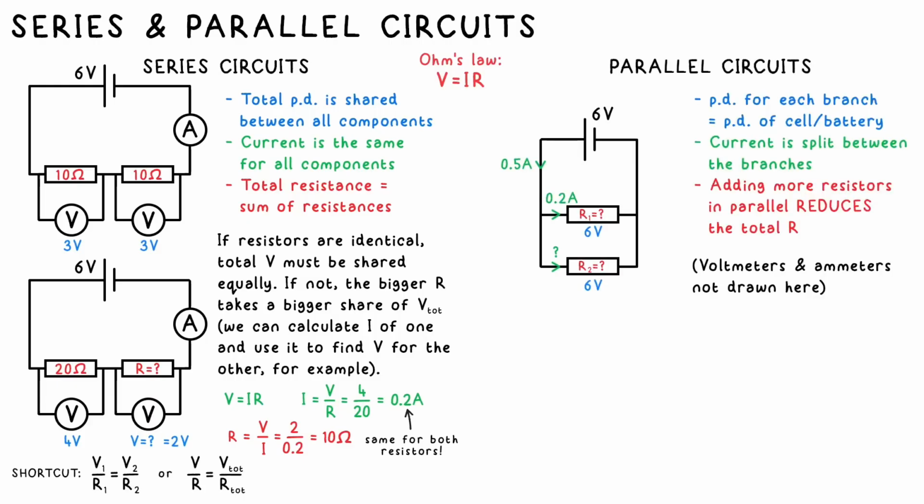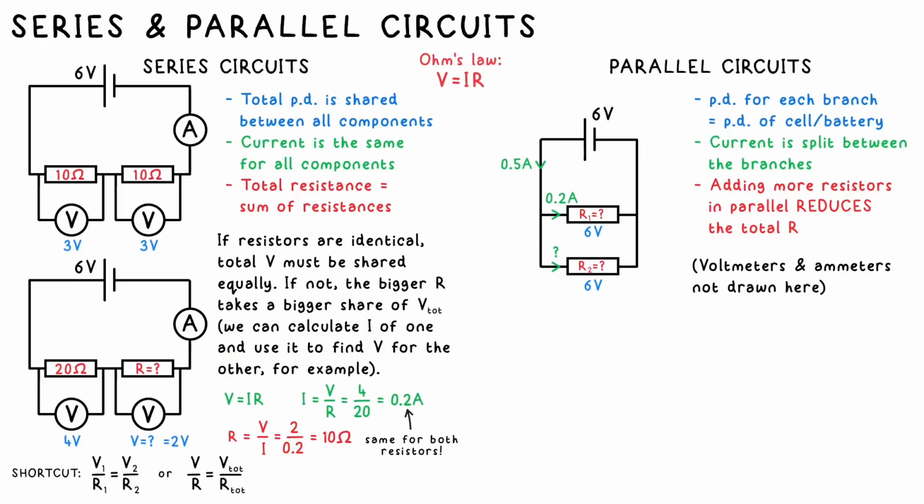The rules for parallel circuits are the opposite. The PD is the same for every branch, current is shared between each branch, and the more resistors you add in parallel, the lower the total resistance. This, by the way, is because you're giving the current more routes to move through the circuit, which means more current can flow. So if these two resistors are connected to the 6 volt battery in parallel, you know straight away that the PD for both has to be 6 volts. Voltage isn't shared in parallel circuits.